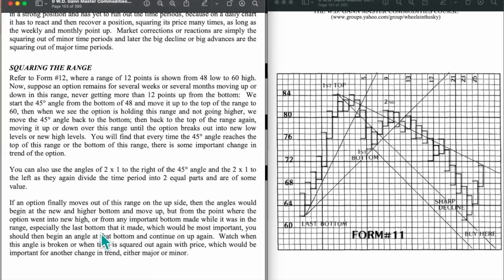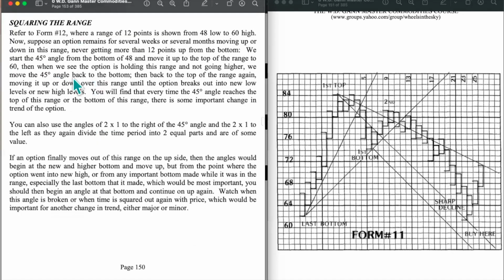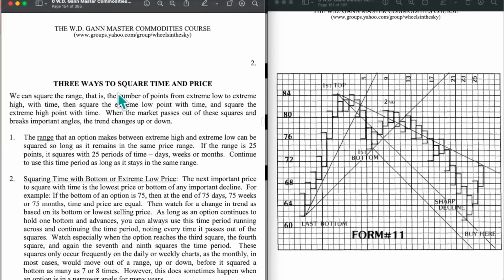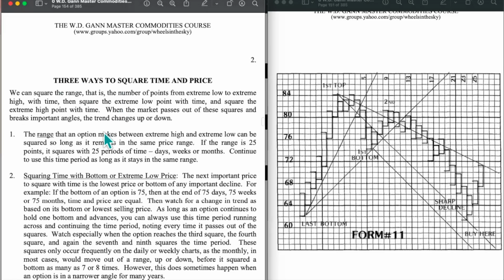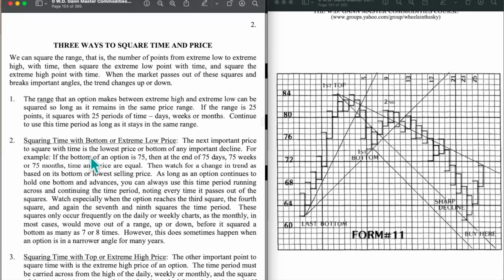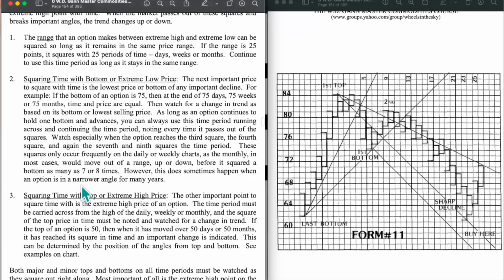So there are three types of squaring of time and price. One is squaring the range. Second is squaring the bottoms. And third is squaring the top or the high prices. So it's again in the same way that we are able to see. One is squaring the range. Second is squaring the bottom price. And third is squaring the top price.